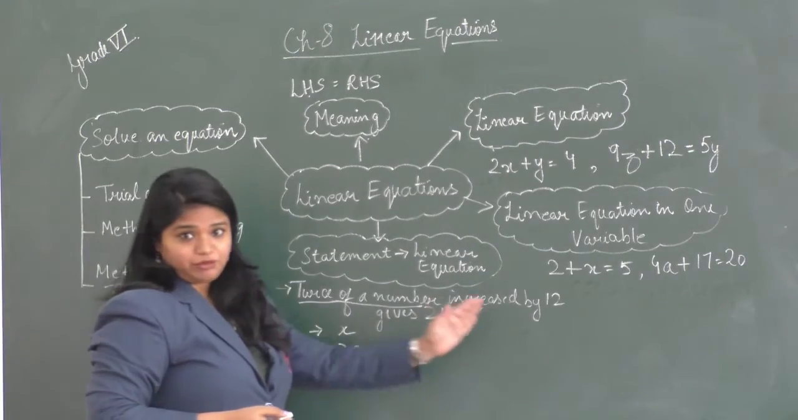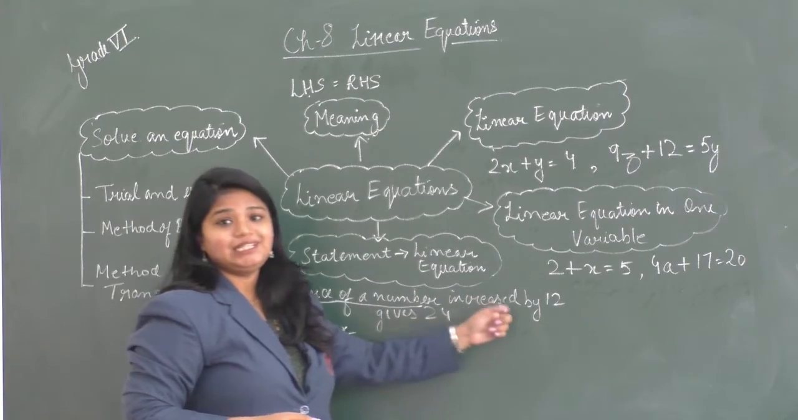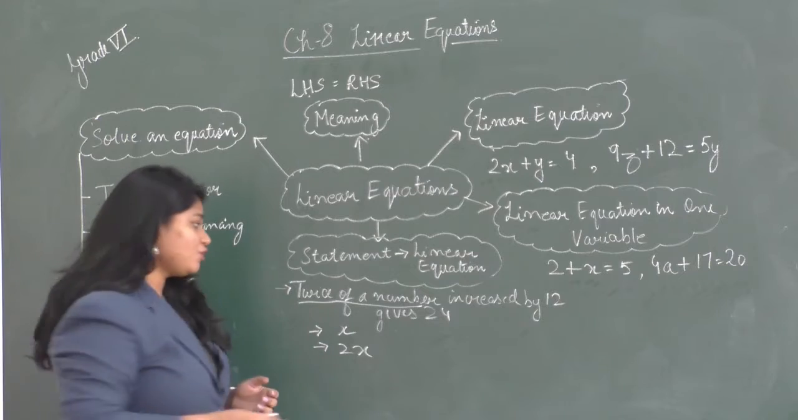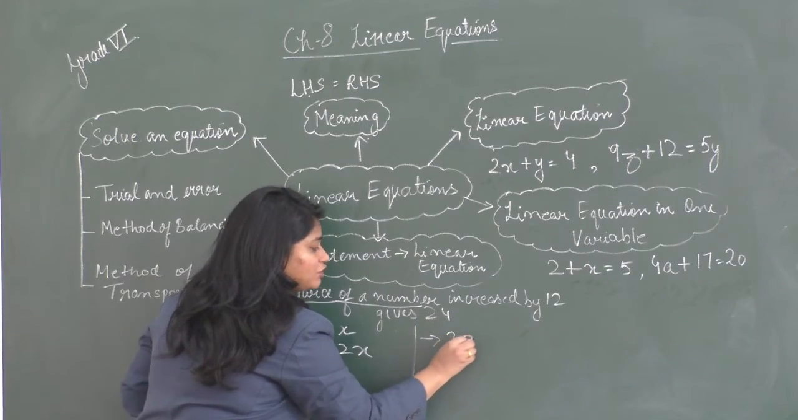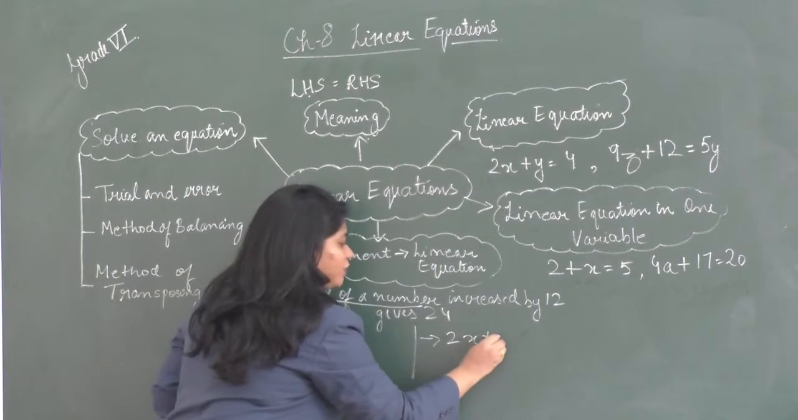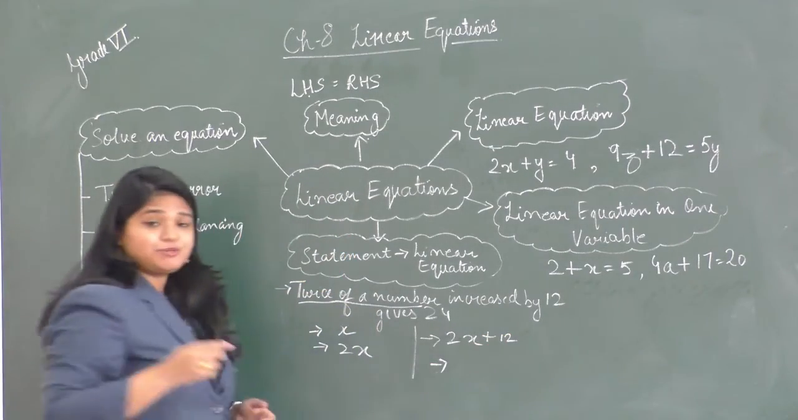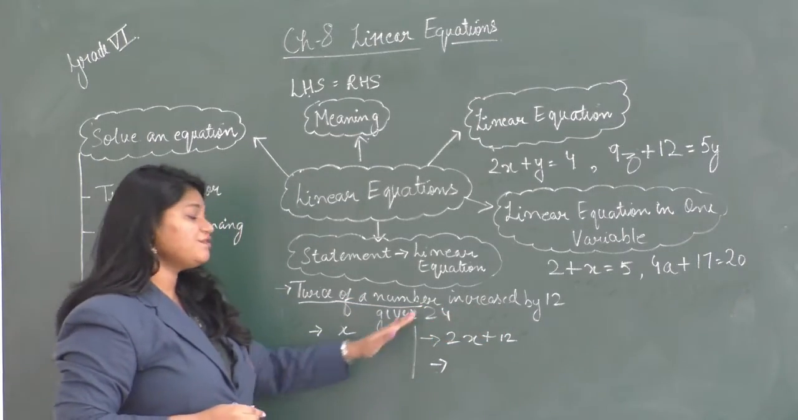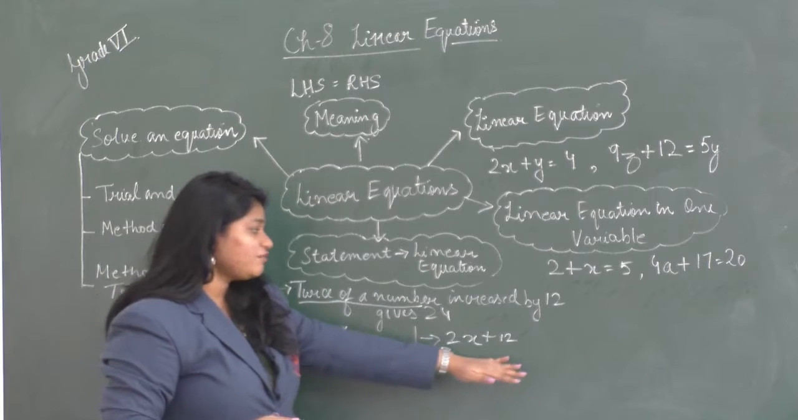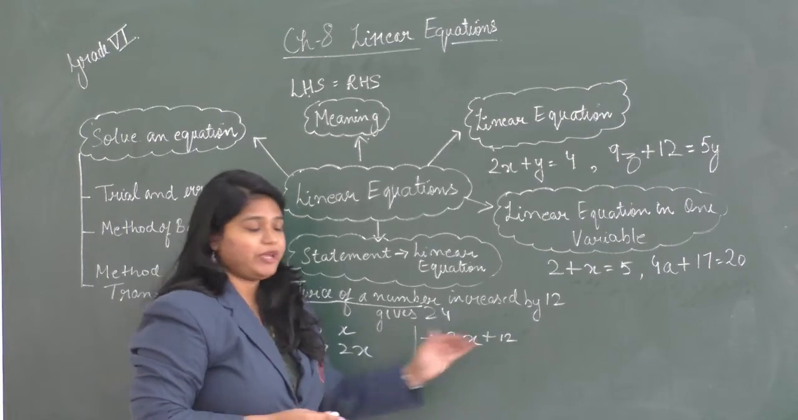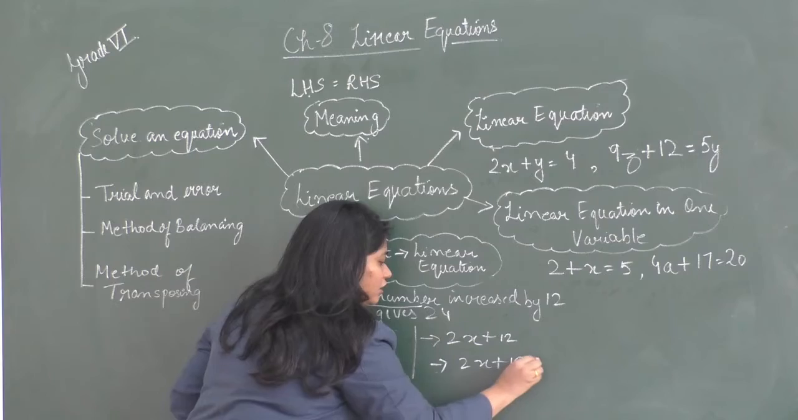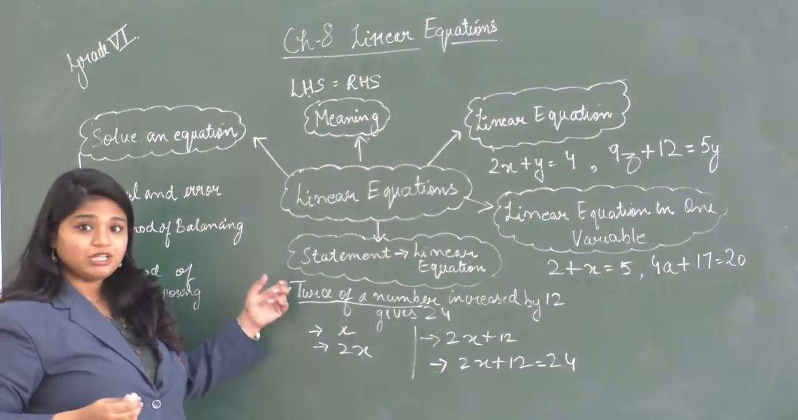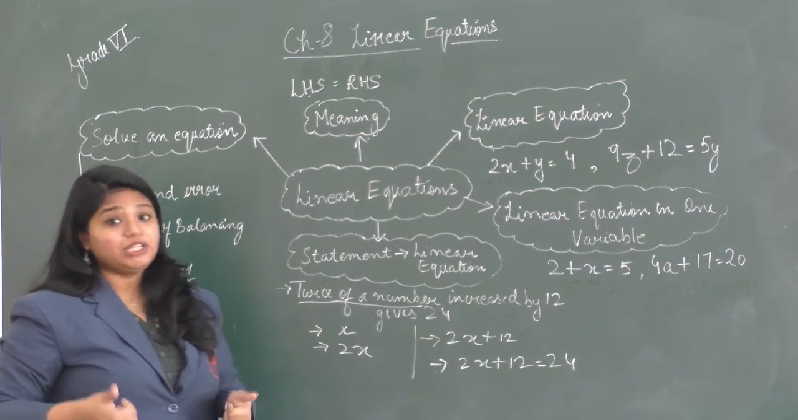Now let's read the statement further. Twice of a number increased by 12. Increased means it has been added. So your next step will be 2x plus 12. The last part of the statement says twice of a number increased by 12 gives 24. That means once you have done the first part, that is 2x plus 12, your answer will be 24. So like this we convert statements into linear equations. We learned about linear equations.